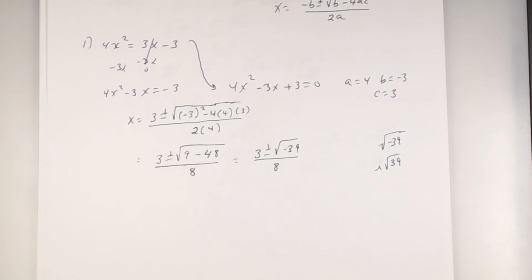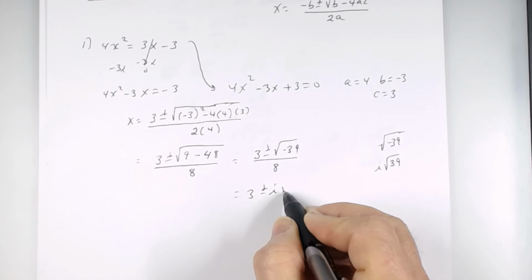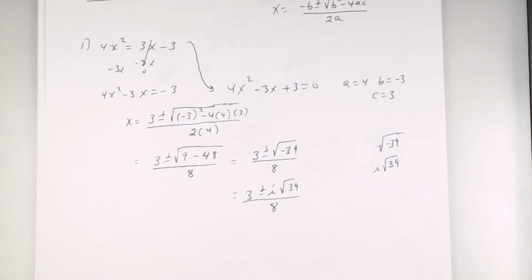Now ask yourself, can I simplify the square root of 39? Is there a perfect square other than 1 that is a factor of 39? No. So you can't simplify this. And so all you're going to do is say this: 3 plus i square root of 39, all divided by 8. That's all you can do.